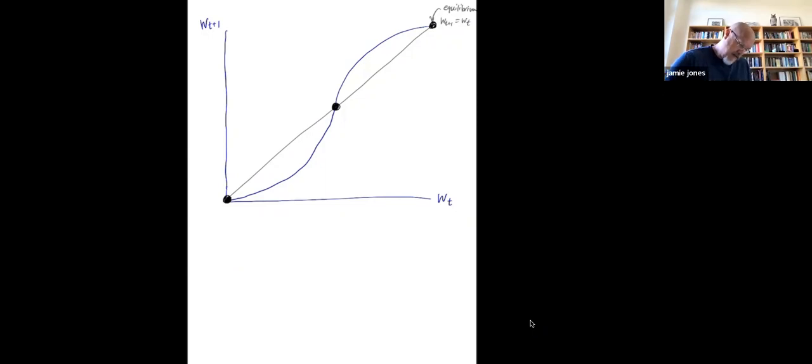starting wealth, for example, start right here. What happens to us as we move forward in time? What happens to our wealth as we move forward in time? Well, how do we figure that out? The first thing we do is we draw a line up to our curve. And what is the curve? The curve relates our wealth at time t plus 1 to our wealth at time t, right?